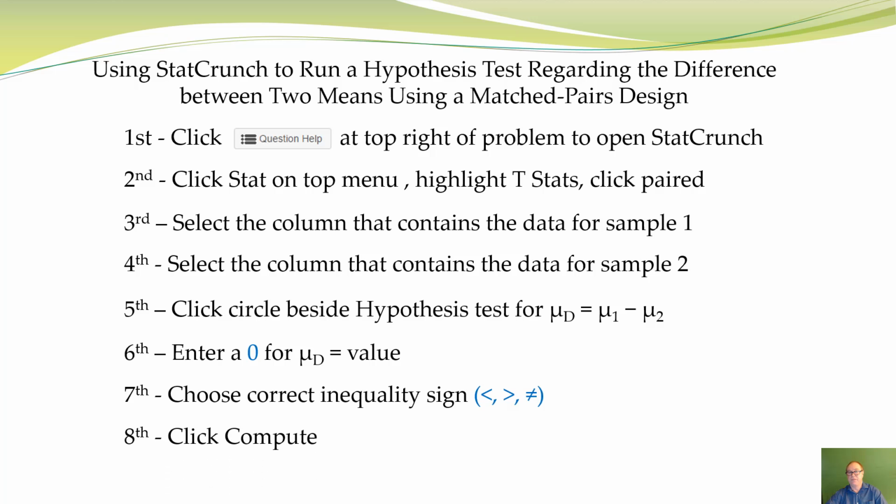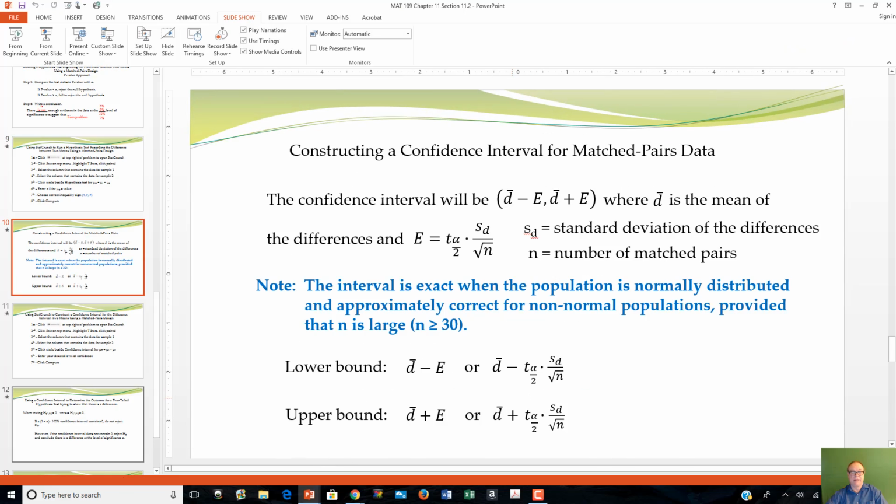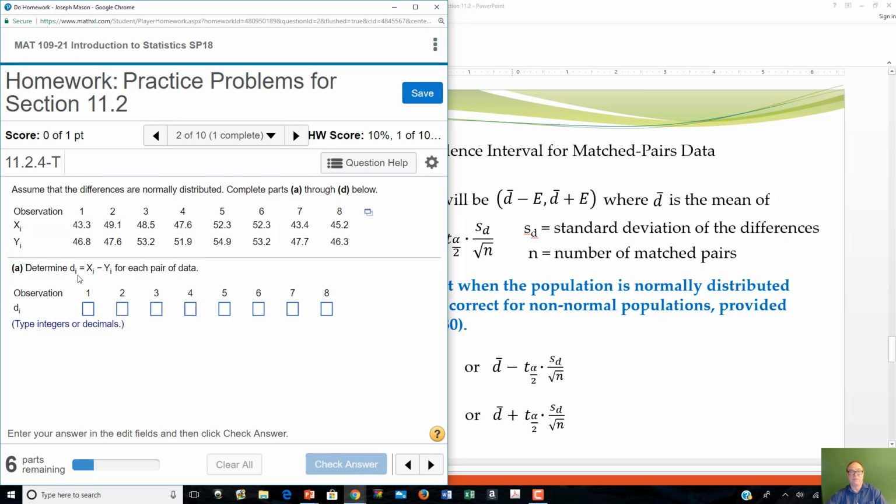Click compute. Okay, now let's go back and run a sample of this. If I go to this problem, it says assume that the differences are normally distributed, and compute parts A through D. Observations x i, y i. You have 8 observations. Now, determine the d i, which is the difference of x i minus y i for each of the paired data. Now, look closely.